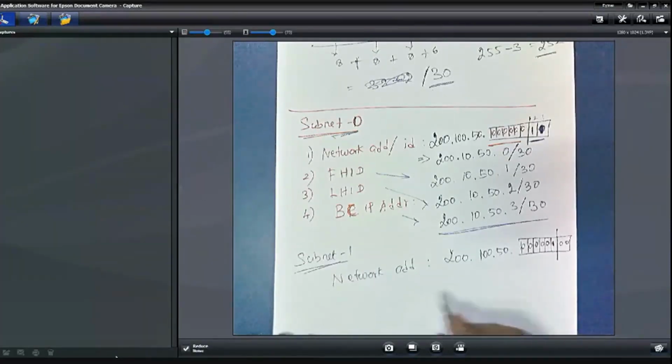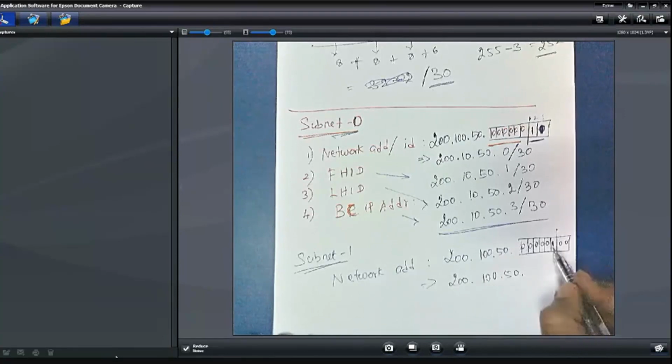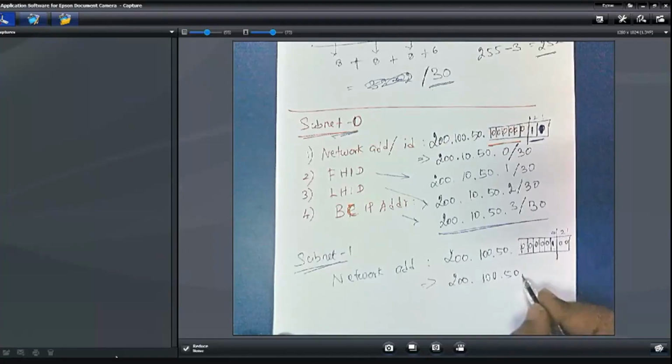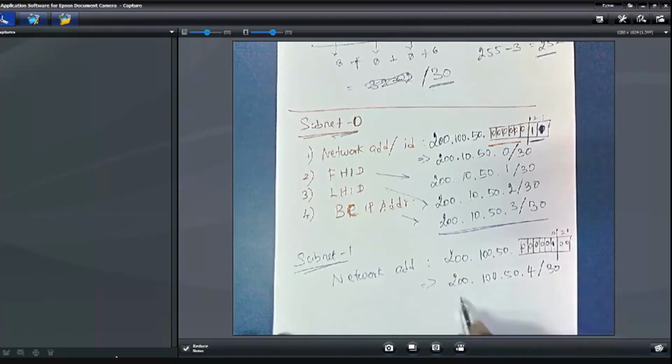The network address is equal to 200.100.50. You have to know the place value. Place value means 1, 2, 4, 8, 16, 32, 64, 128. So this is 4. Now you can see 50.4. This is going to be your network address.